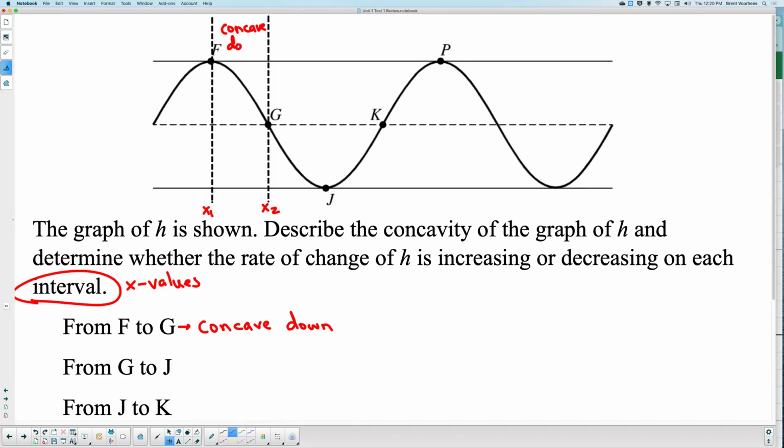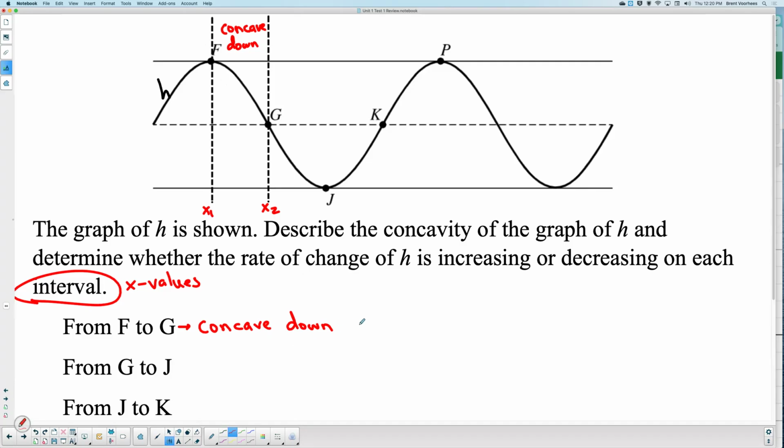the next question, let's read the problem closely. Describe the concavity of the graph of H. So in case you didn't realize, this is H itself. This is the graph of H. It says it right there. The graph of H is there. If this is the graph of H, if we're concave down, now we want to know the rate of change of H. The rate of change, the A rock. What would be true about the A rock from here to here? It's decreasing. As you go along, the A rock would be decreasing.